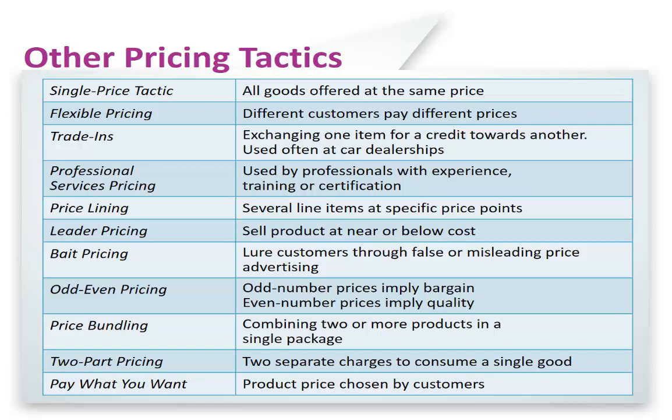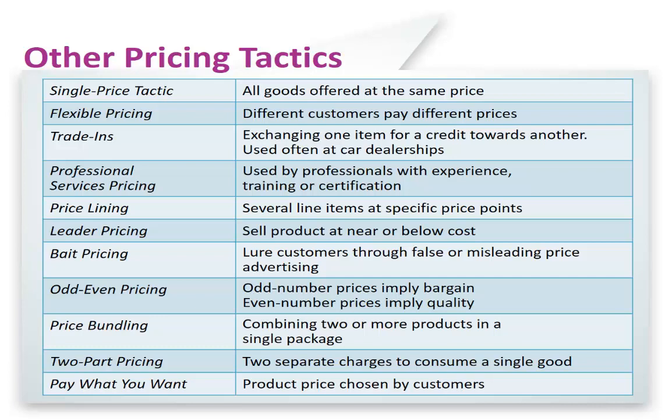Price lining is for setting several line items at a specific price point. Leader pricing is for selling a product at near or below cost. Bait pricing is for luring customers through false or misleading price advertising. For example, it is pretty common in travel agencies.